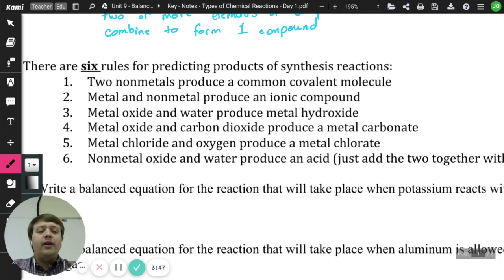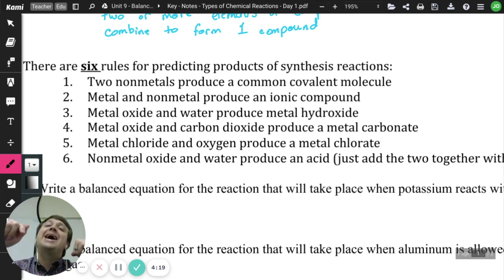Rule number 2 says if I take a metal and a nonmetal, we're going to produce an ionic compound. That makes sense: metal, nonmetal, we get ionic. Metals are on the left side of the periodic table, nonmetals on the right. Again, ionic, which means we're going to need to remember to swap, drop, reduce. Rule number 3 is where things get a little bit different, and these are rules you're going to have to keep in mind when solving.